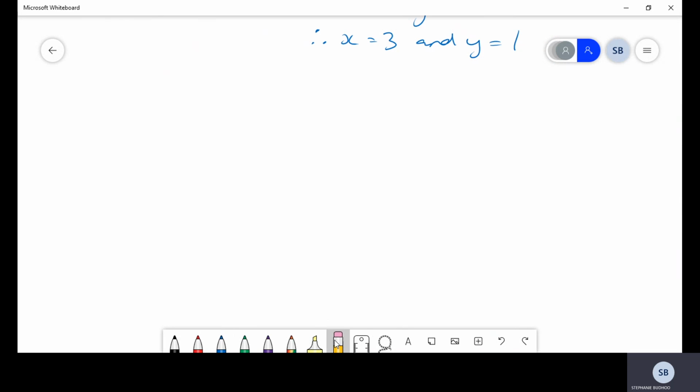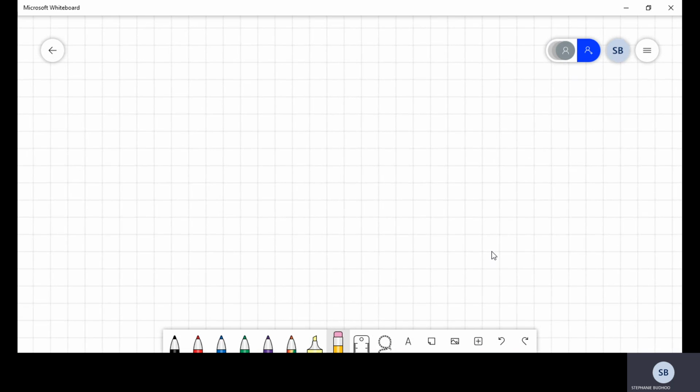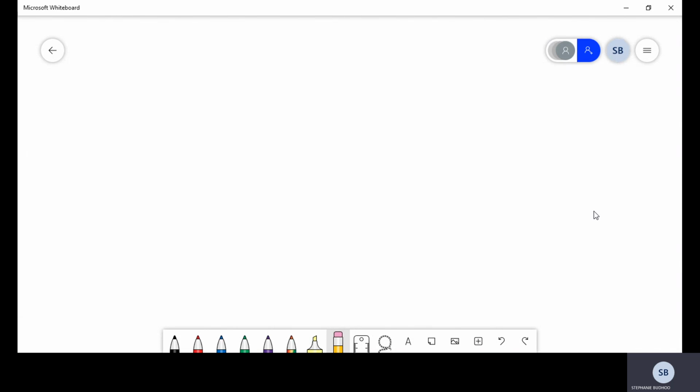I think I might need to erase my board because these questions tend to take up a lot of space, and then go back up to the top. That's good. Looks good. Okay, so let's look at a second example.